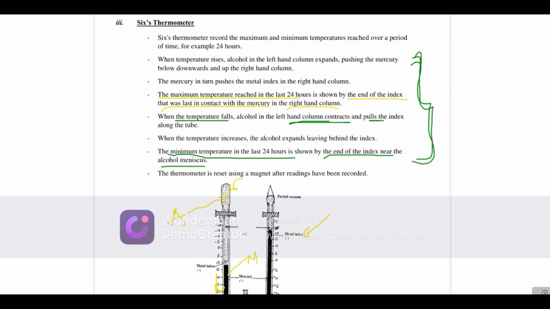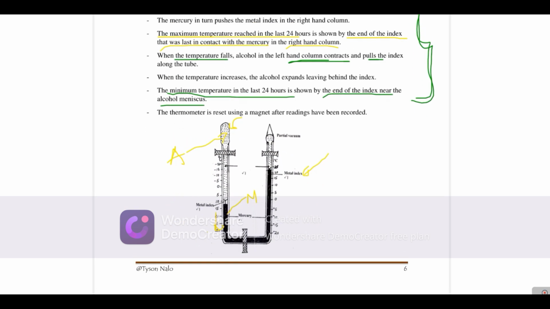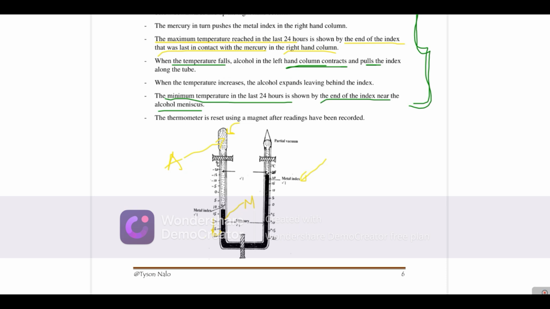So this is the diagram, and you are supposed to understand how it works, so that you'll be able to even draw it and explain how it works. You can also be given a diagram and told to name some parts. This shaded liquid is the mercury. The dotted one is alcohol, which is why I've abbreviated it as A.